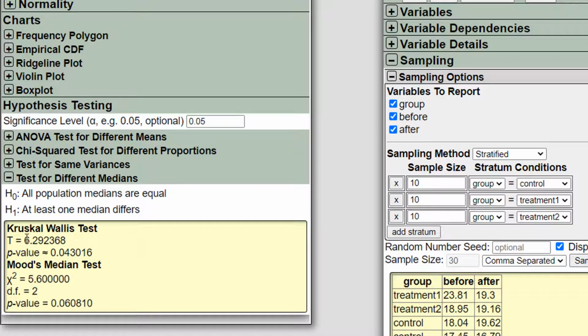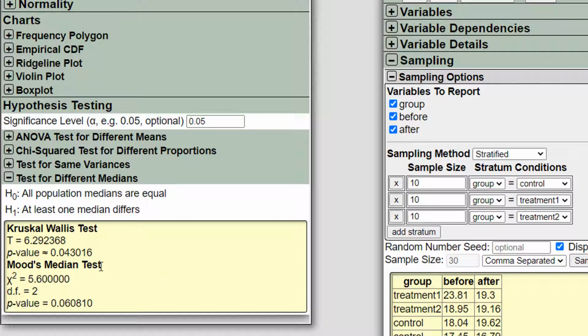And so the Kruskal-Wallis test is the non-parametric test for median that's been implemented, and it basically gives you the t statistic, or this. It's not a t distribution. It's called t, and the approximate p-value. So this is approximated based on an asymptotic distribution for the test statistic distribution.